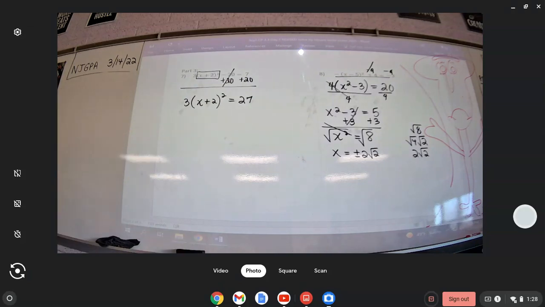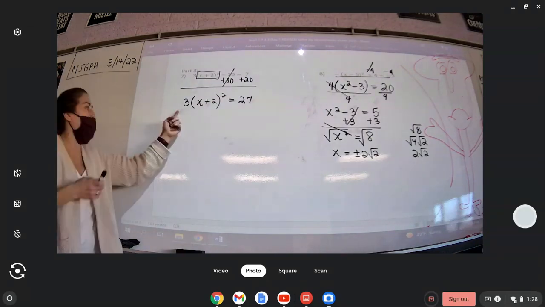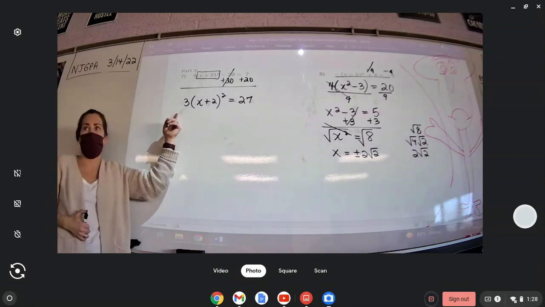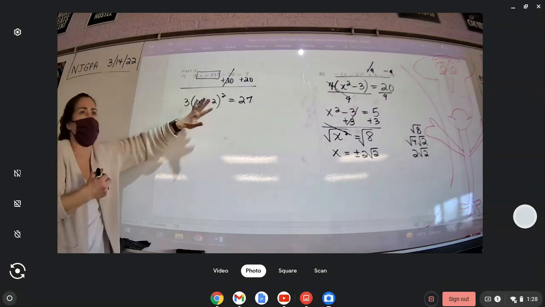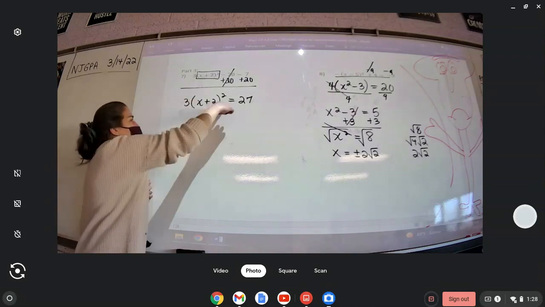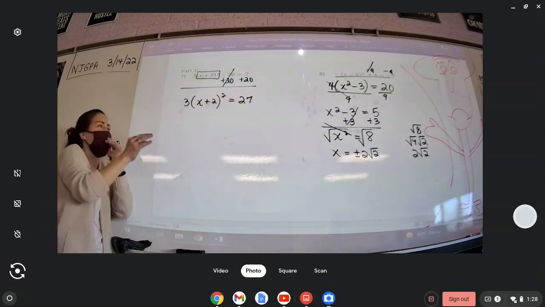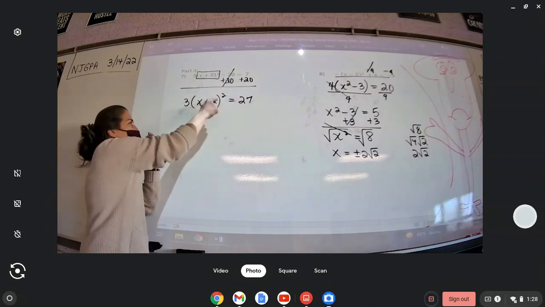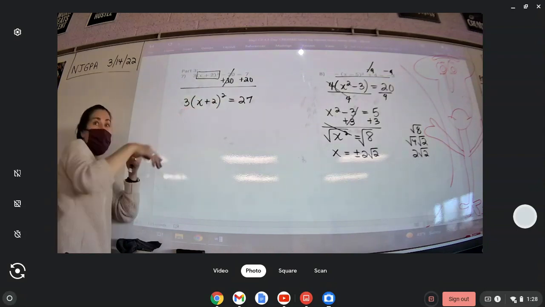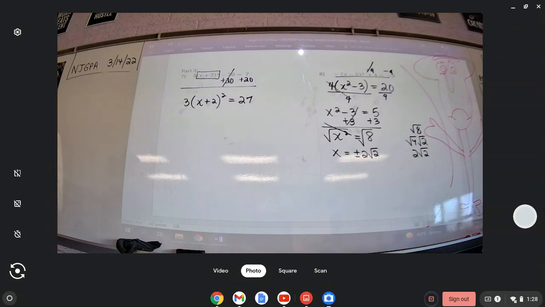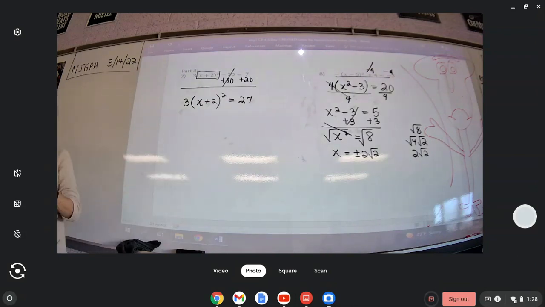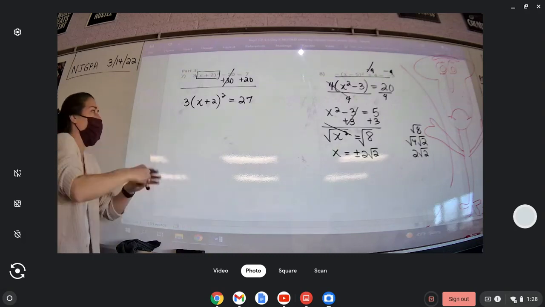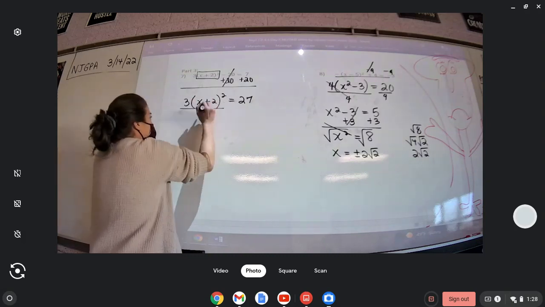Now here's where I tried to get you in this mindset in the previous examples, because here you are not allowed to distribute first, because this is squared. PEMDAS clearly says we have to square something before we multiply it by 3. So you wouldn't be allowed to distribute here. You have to divide the 3. It has to get divided away. All right, so we can divide the 3 away.